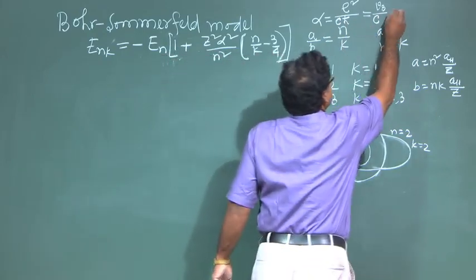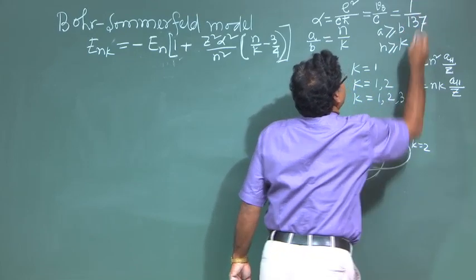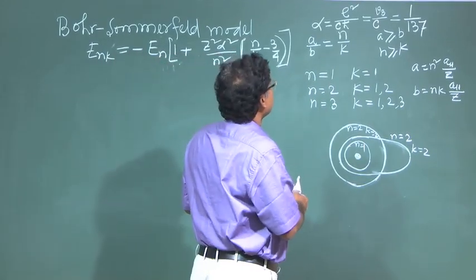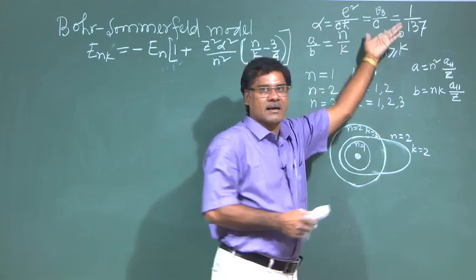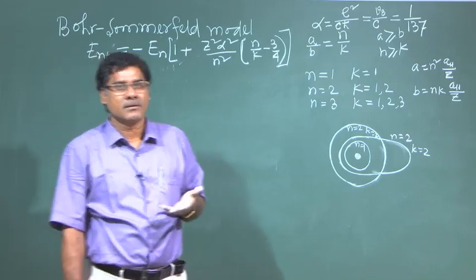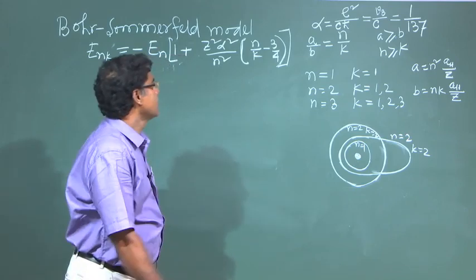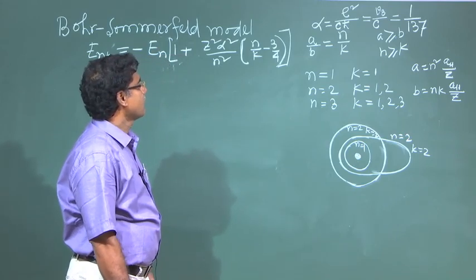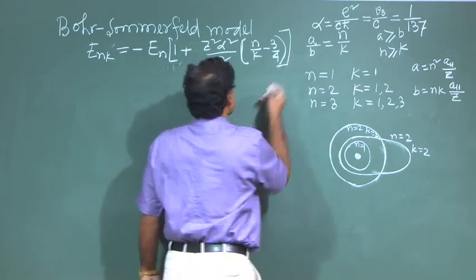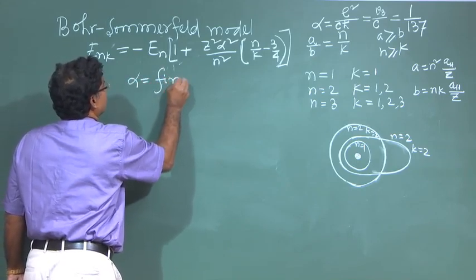So, this value comes to basically 1 by 137. So, alpha is a constant, and it is very much smaller than 1, a very small quantity. And it is called the fine structure constant. Why it is called the fine structure constant, that I can explain.